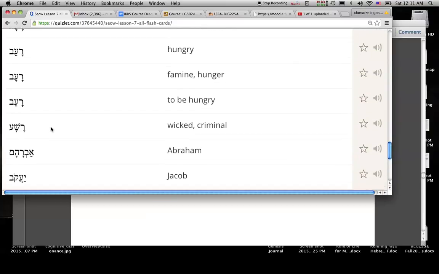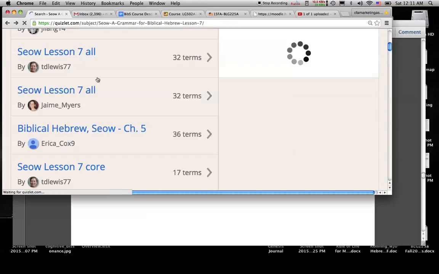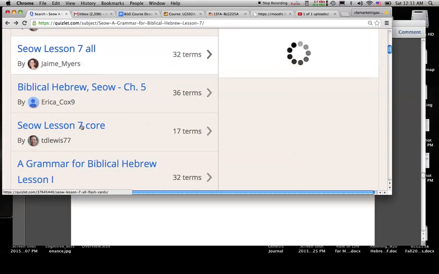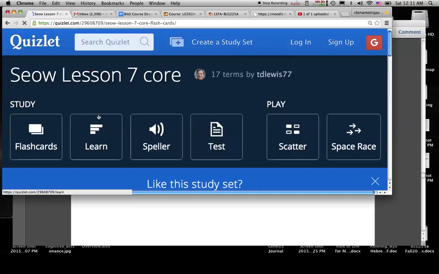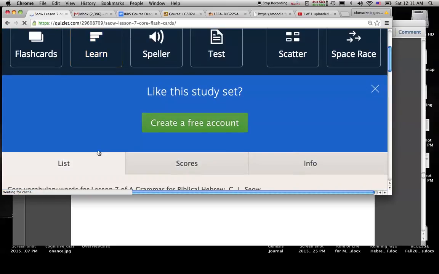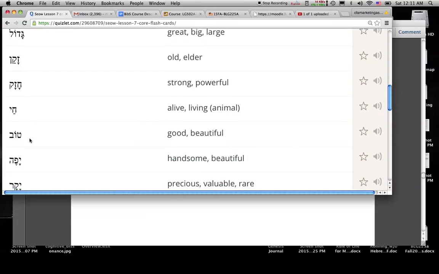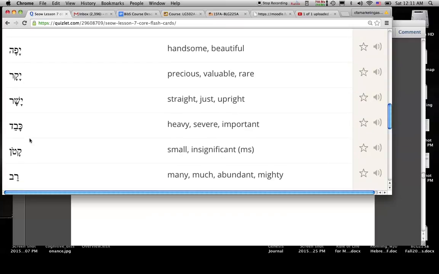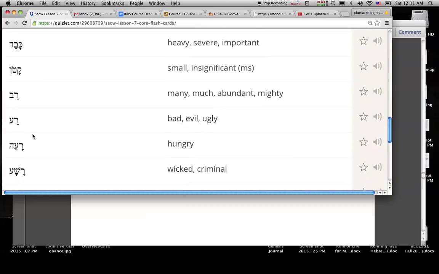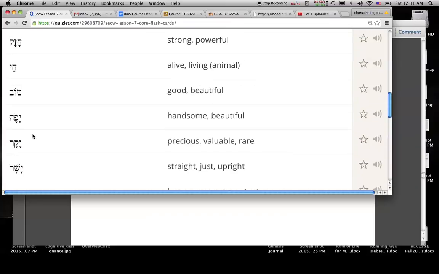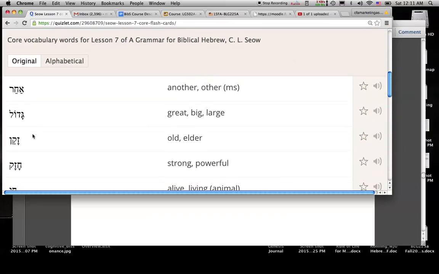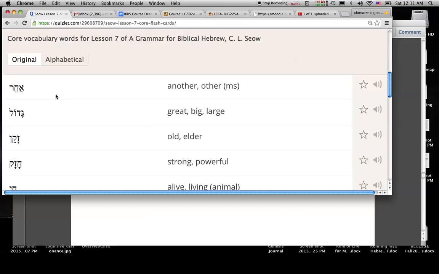So this is our first foray into adjectives, and again, I'm only going to be focusing on probably the 17 or so main or core terms, which you have in your book, but it's good to go through all of them, right? So acher, gadol, zaken, chazak, chai, tov, yafe, yakar, yashar, kaved. I'll only be asking you about adjectives. I won't be using any of those nouns in the quiz, but good that you learn them, okay?